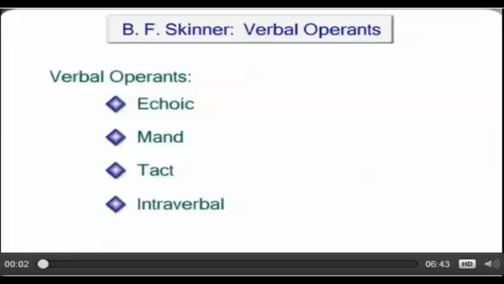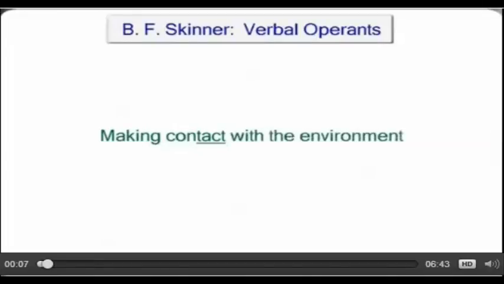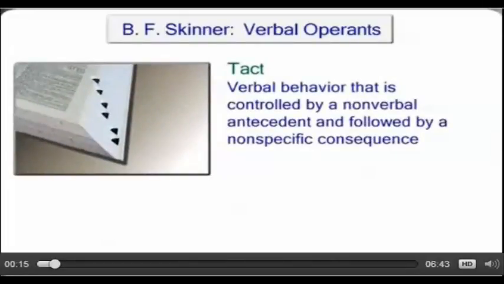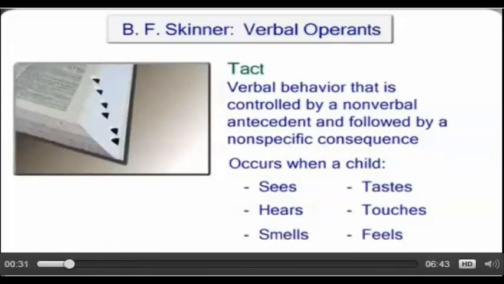The operant we will discuss is the tact. The term tact comes from the phrase making contact with the environment and is often referred to as labeling. A tact is a verbal behavior that is controlled by a nonverbal antecedent and followed by a nonspecific consequence. Practically speaking, tacting behavior occurs when a child sees, hears, smells, tastes, touches, or feels something, then says what is seen, heard, smelled, tasted, touched, or felt, but does not receive it.